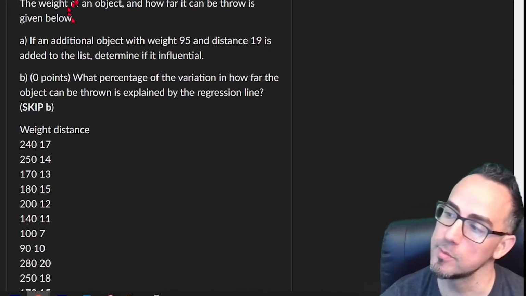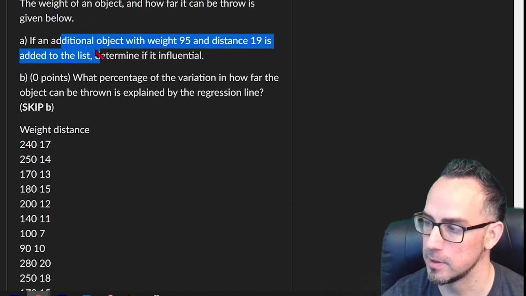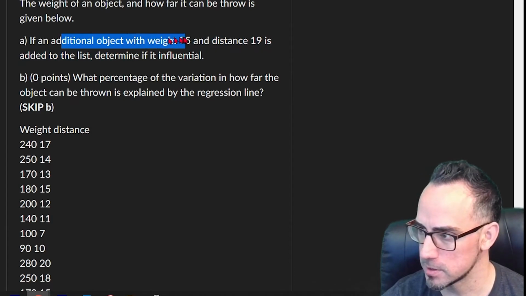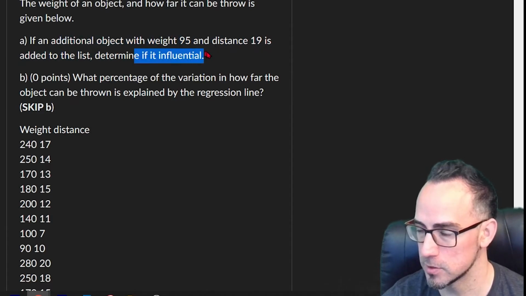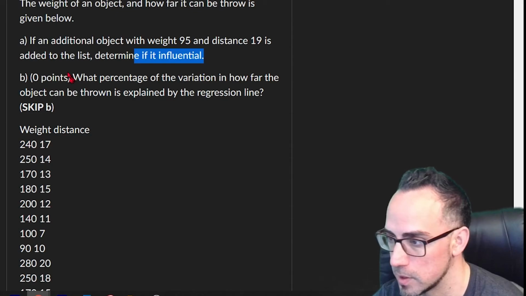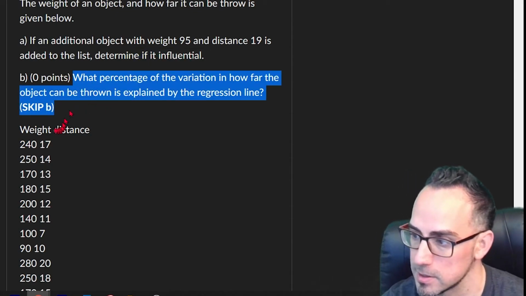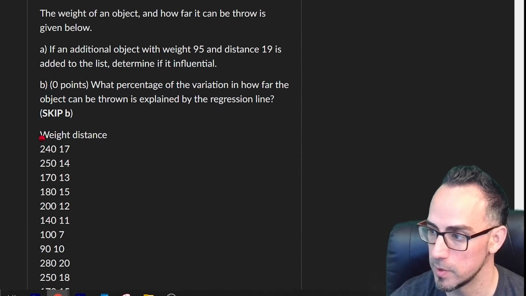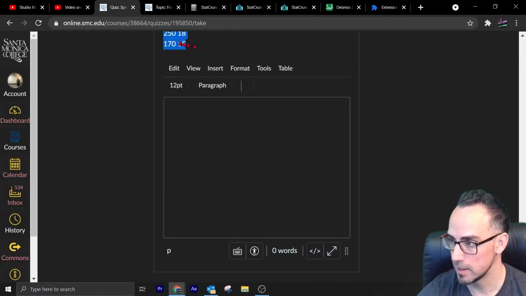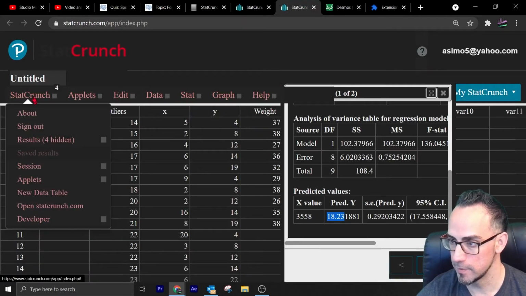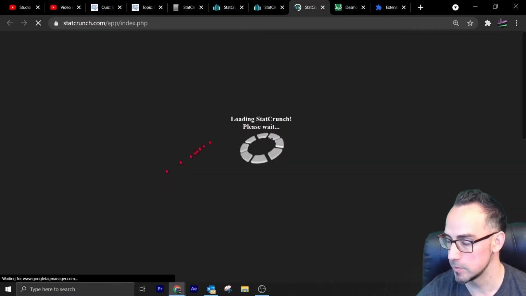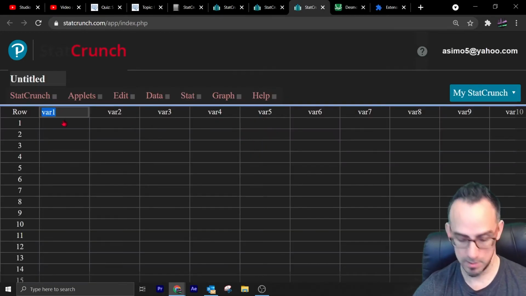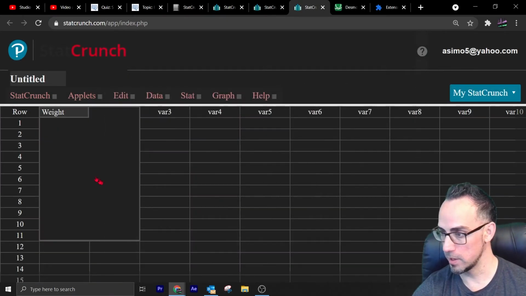Okay, the weight of an object, blah blah blah. If an additional object like that, is it influential? Ooh, influential. This is a lot of work. We'll skip part B. I'll actually do part B, but dang, this is a lot of work. We're just trying to figure out if it's influential, this additional point. All right, a lot of work. Let's do it. Copy. This requires 3 amounts of information, so I'm going to go to new data table. I'm going to paste it right here. Control V. Press OK.